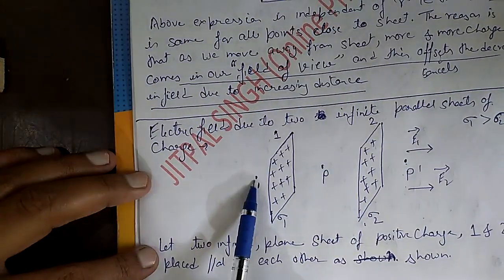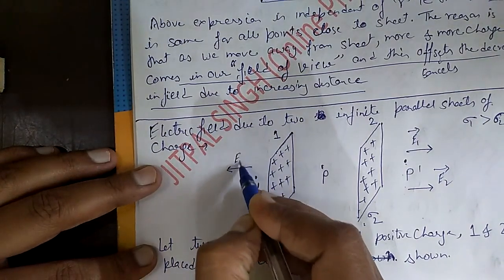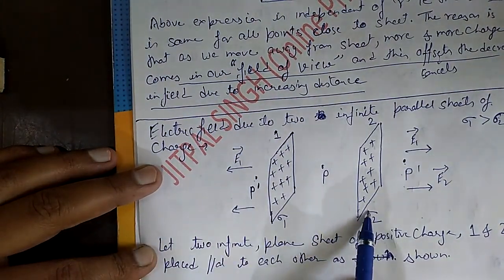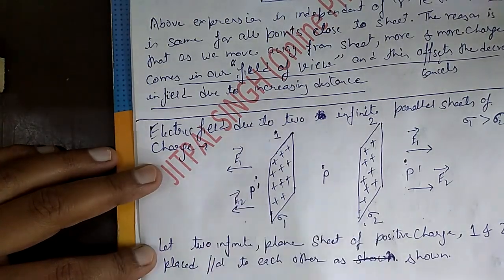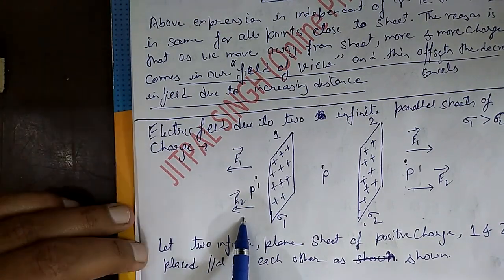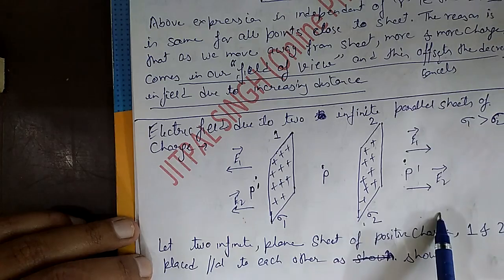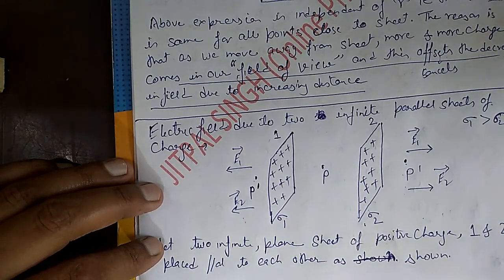So for the point P dash on the right, the electric fields are in the same direction, so we have to add the two fields. Similarly for the point P dash on the left, the electric field due to the first sheet is towards left. We represent it by E1, and due to the second sheet, again it is towards left, and its direction is as shown. So from the diagram it is quite clear that for points like P dash, which are outside the two sheets, the electric fields are in the same direction. So the net field would be the sum of the two fields.